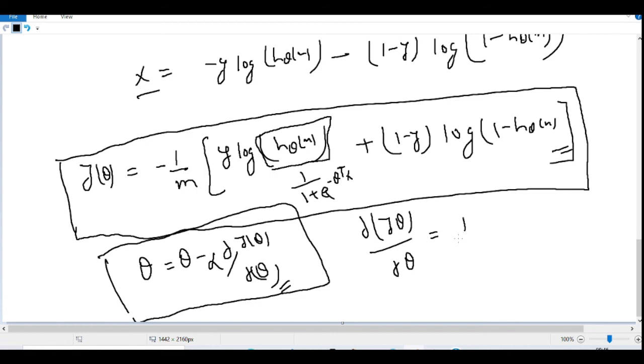Finally, after differentiation, we'll get 1 by m summation of i equal to 1 to m, and here we'll get h theta of x minus y, multiplied by x i j. This is nothing but x i j, because it covers all feature sets. Xi is nothing but adding all the examples, and xj is for feature 1; if it is multivariate, we'll get all the features x1, x2, x3. So this is similar to linear regression. After differentiation we'll get this.